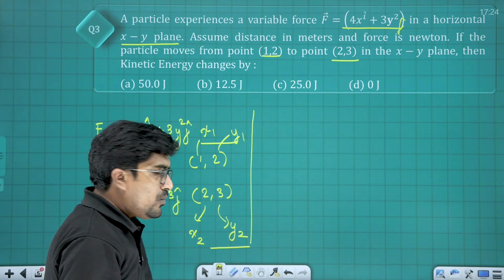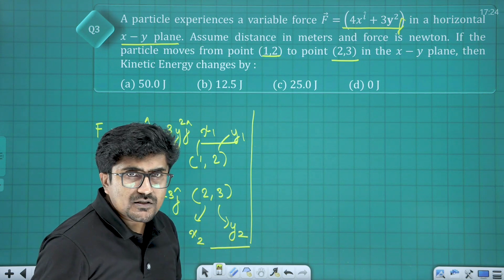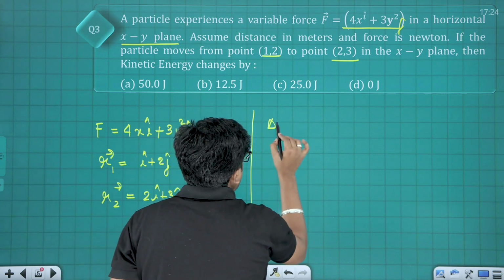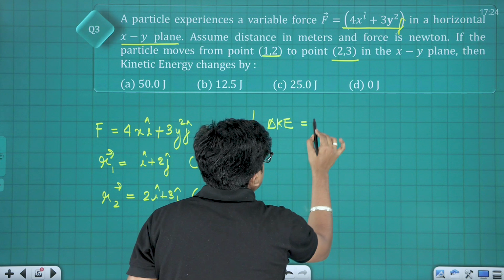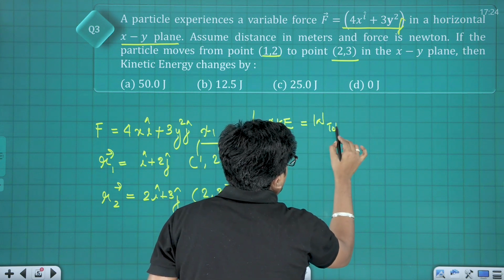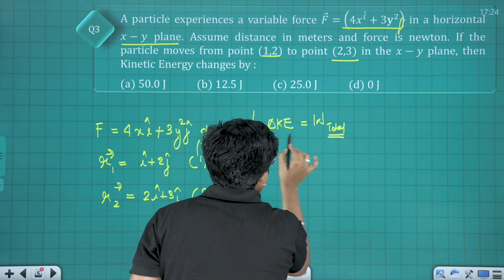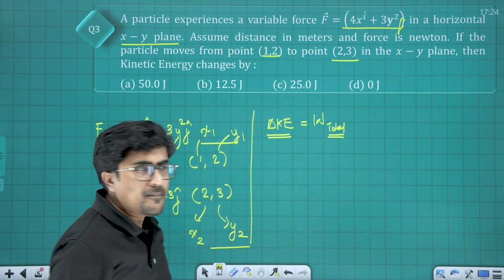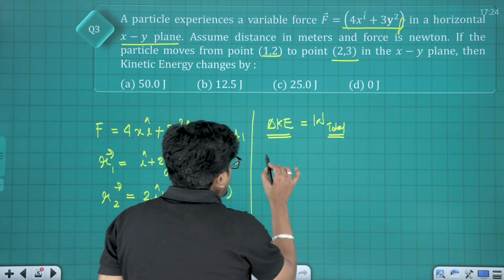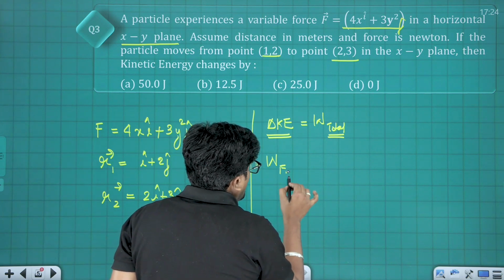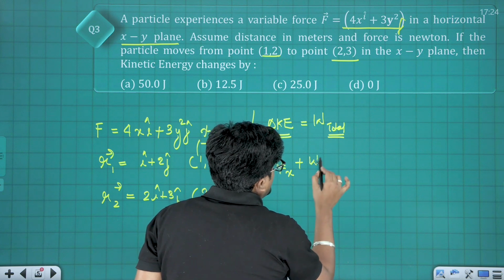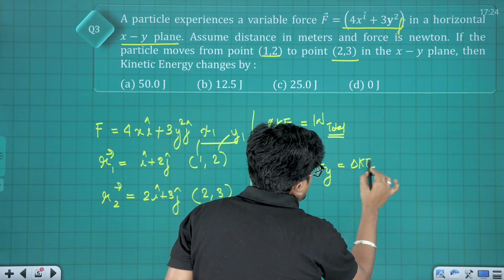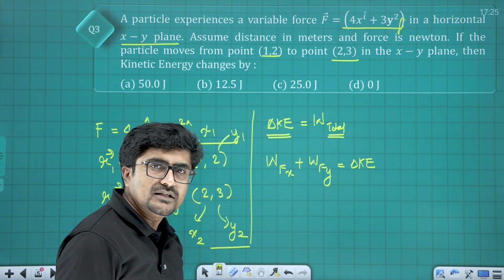Now, what does the work energy theorem say? The work energy theorem says the change in kinetic energy, delta KE, is the work done due to the net force acting on the body. Here we have only one force acting. So we need to consider the work done due to the force acting along the x-axis plus the work done due to the force acting along the y-axis, and that is going to be the change in kinetic energy.